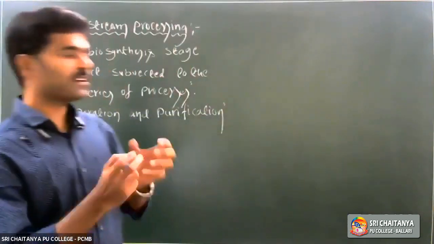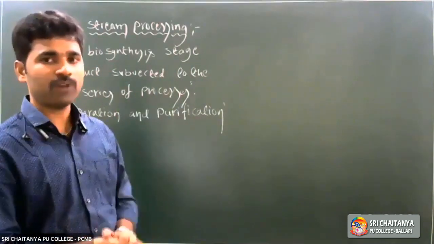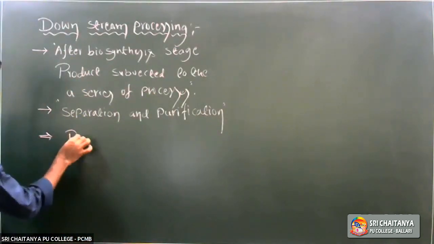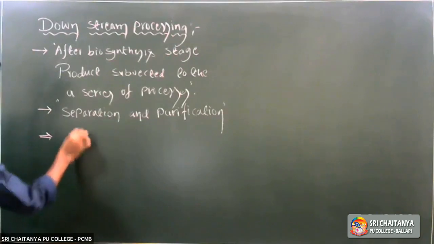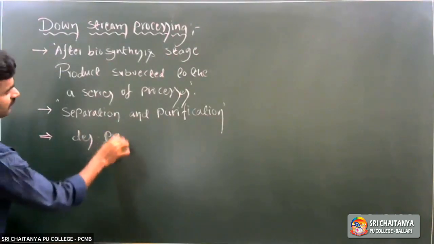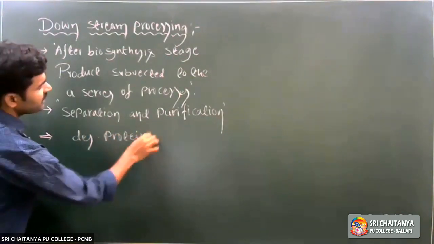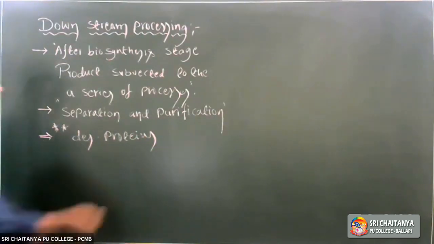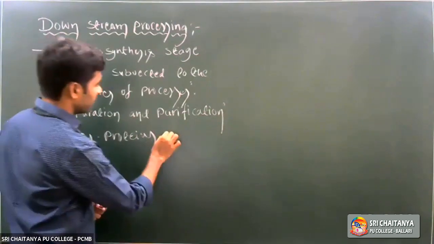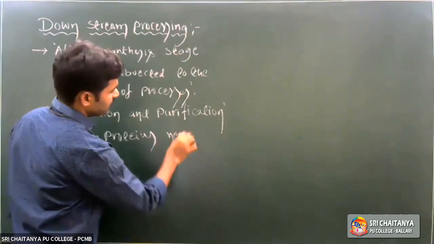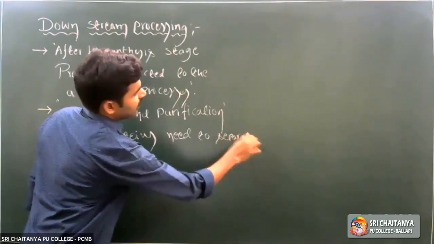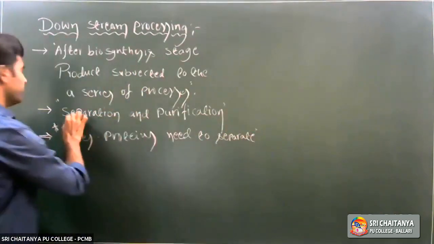But which chemical component is desirable now? Yes, proteins, right? Imagine proteins are desirable. So we need to separate desirable proteins from the bacterial cells. How will we separate the desirable protein from the bacterial cells?